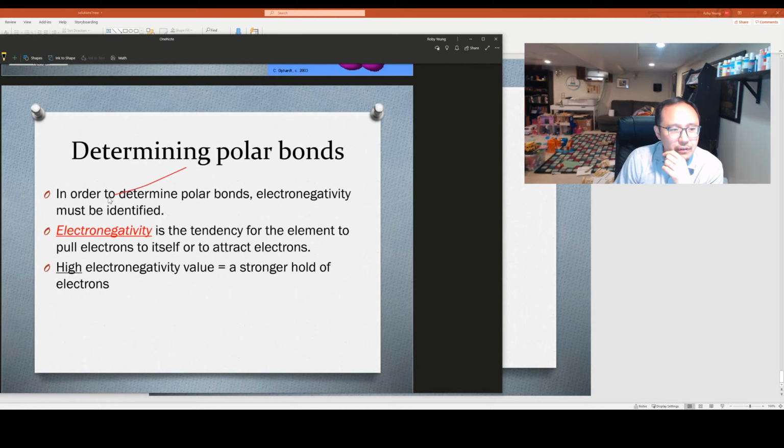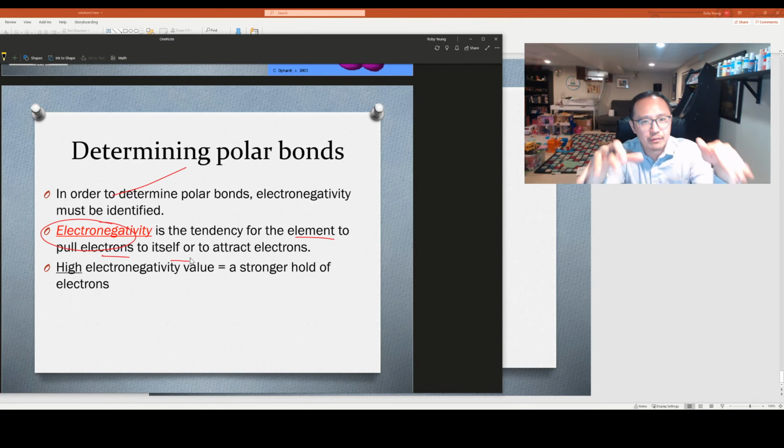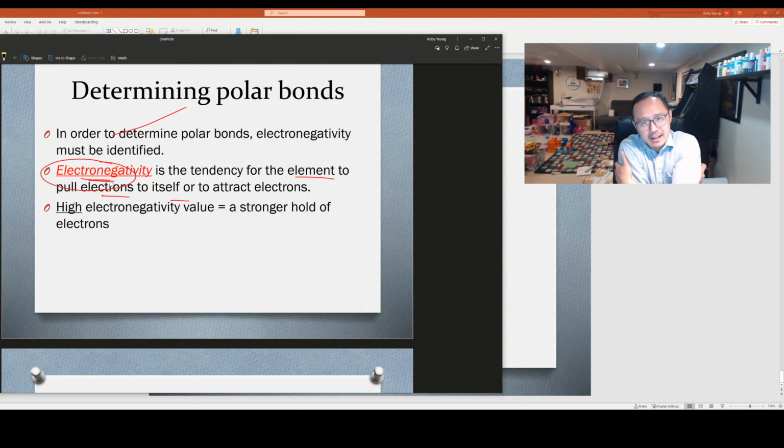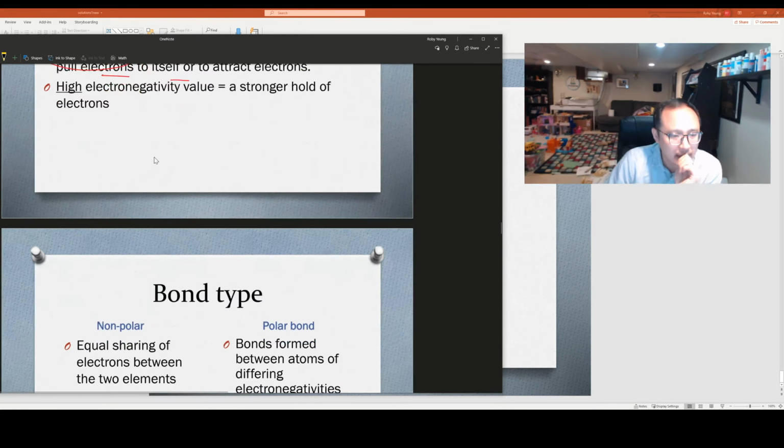So this is the definition for electronegativity. It's the tendency of an atom to pull electrons to itself. We'll talk about this a bit more thoroughly next year in grade 12, but basically I just want you guys to have the introduction of what this is. Electronegativity is how selfish an element is in grabbing electrons to itself. That's all it is. Okay?